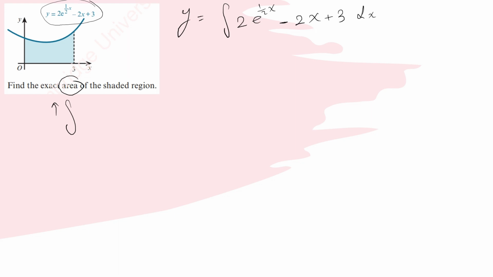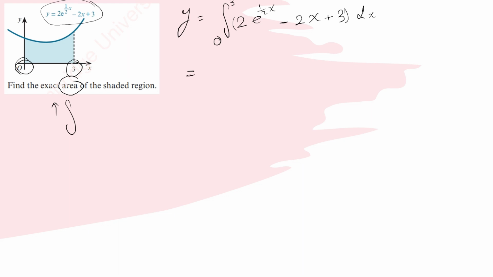Okay, here, find the exact area of the shading. We already know that the area means the integration. Okay, and here we have the equation. So y equal the integral of 2 e power half x minus 2x plus 3 of dx, of course. Okay, and here he already specified x from 0 to 3, so from 0 to 3. So we only write the integration of this.